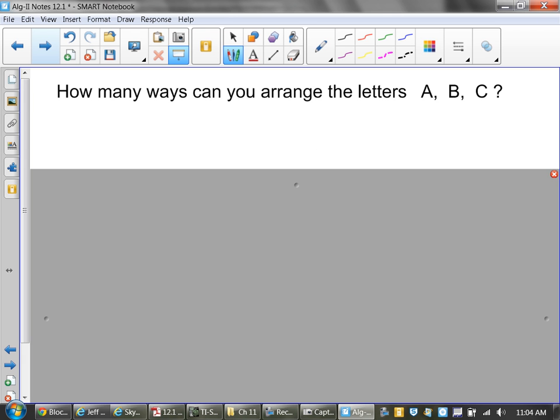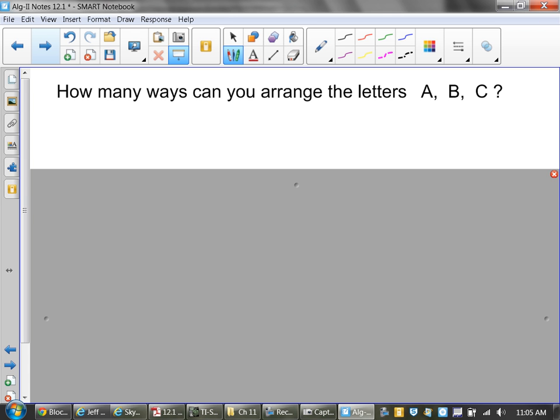I ate last hour. So now let's do this a little bit differently. How many different ways can you arrange the letters A, B, C? How many different ways can you rearrange the letters A, B, and C?